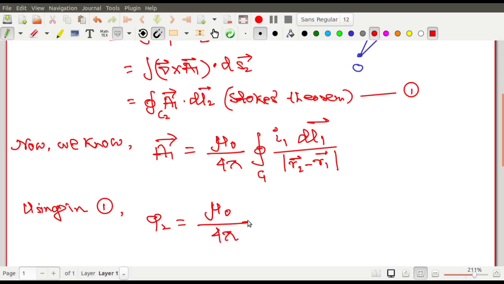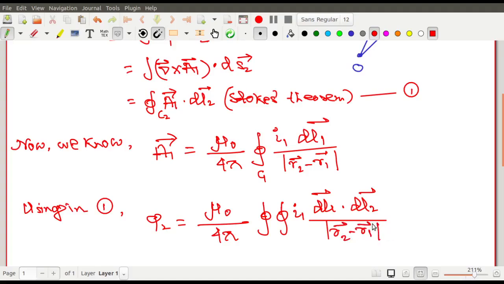So definitely there will be a mu 0 by 4 pi, which I just take as a constant. And I am substituting this for A1. So there will be two integrals definitely now. One will have I1, and the other is dl1 dot dl2, and this one will be divided by R2 minus R1.